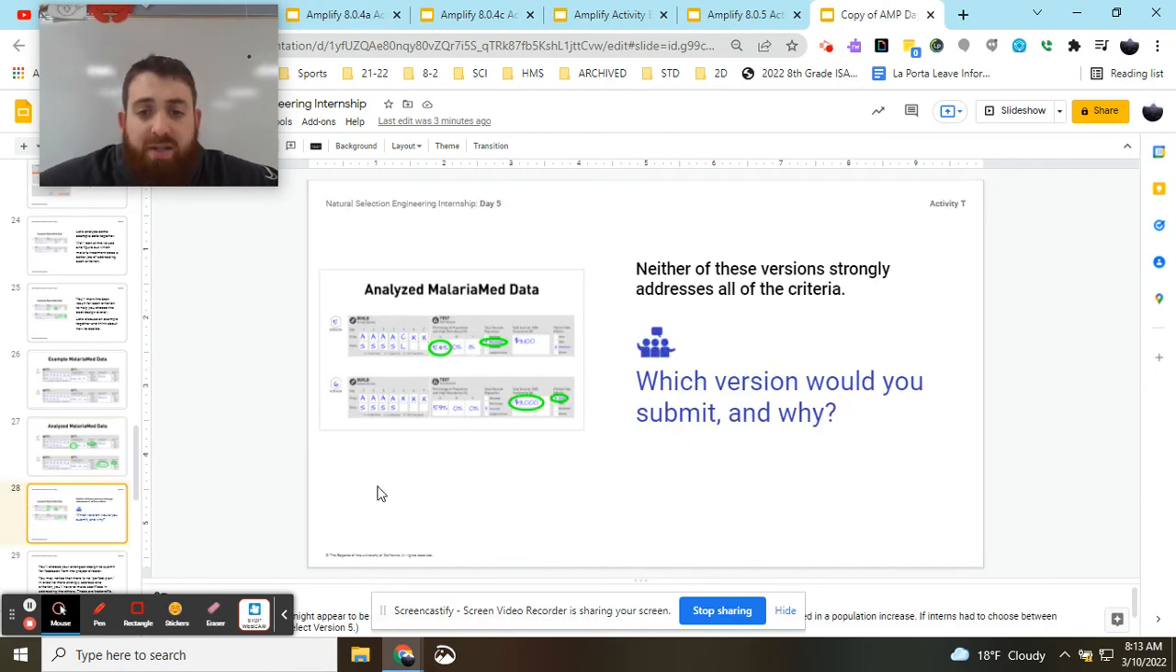So, when deciding which of these versions you would want to submit, maybe as your final test, and why, you have to think about which one addresses the criteria the most and why, and what you would do next from there. So that's how we're going to analyze our data.